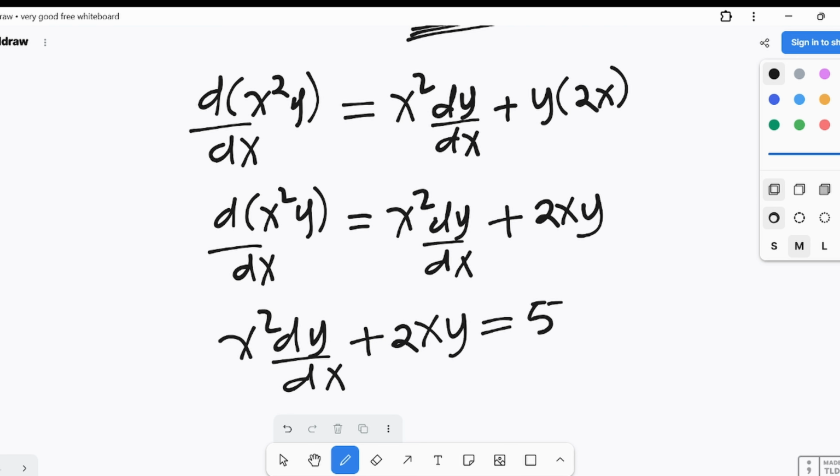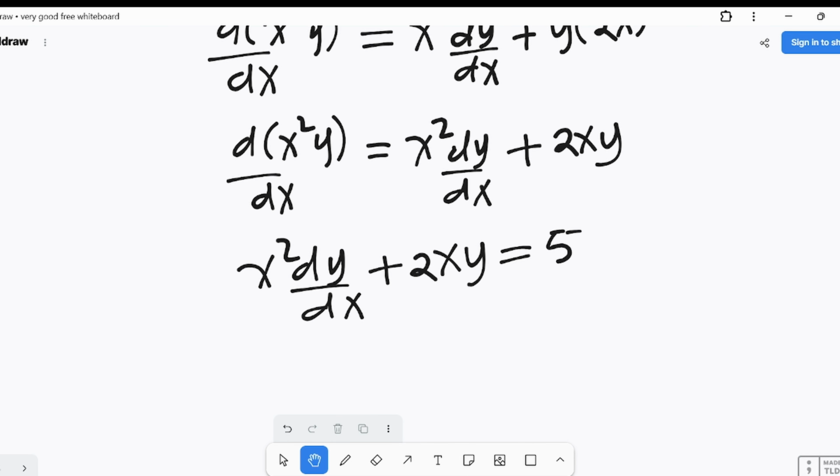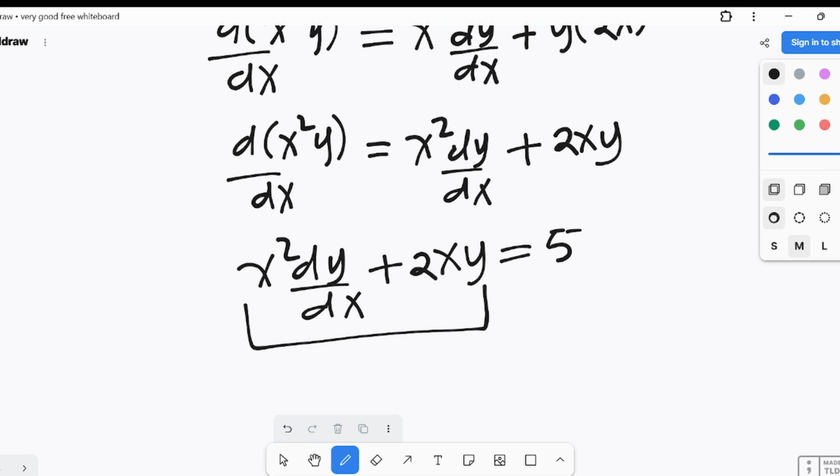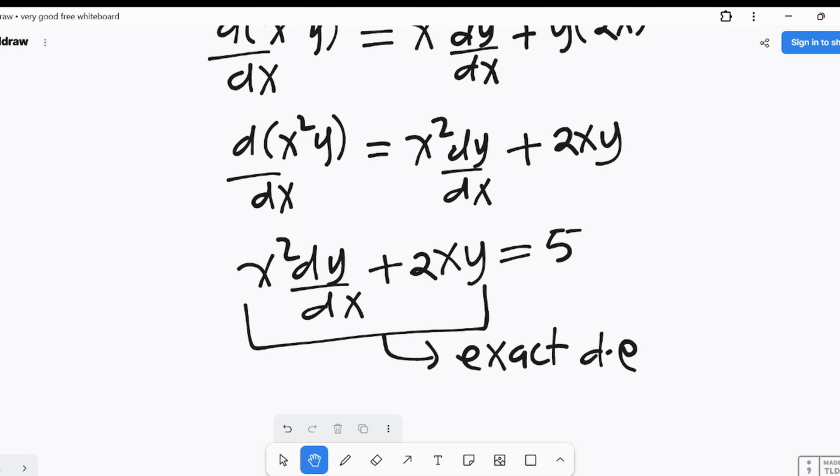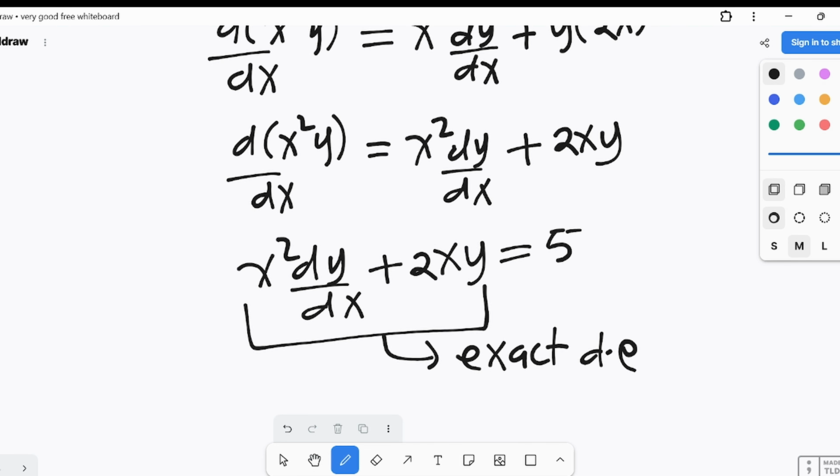Now, if you find something like x square dy by dx plus 2xy equal to 5, and they tell you to solve a DE, this DE we call exact. Why exact? Because it can be exactly retraced where it came from. Without adding anything, we can trace where it came from. Now ask me, how do we identify that this one is exact, this one is not exact?